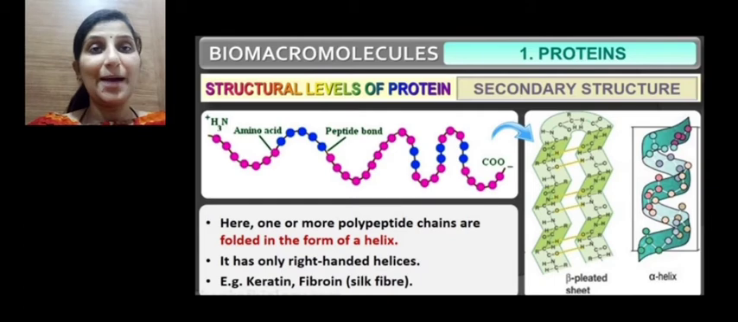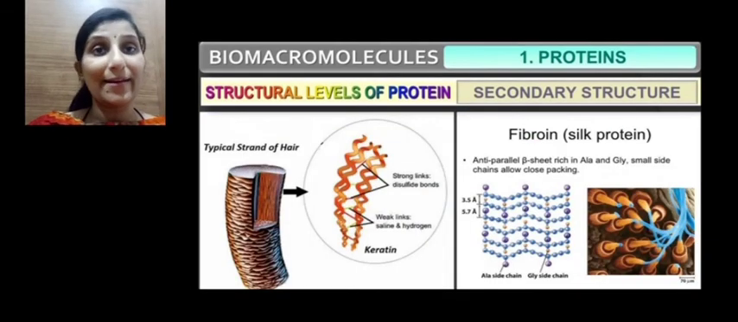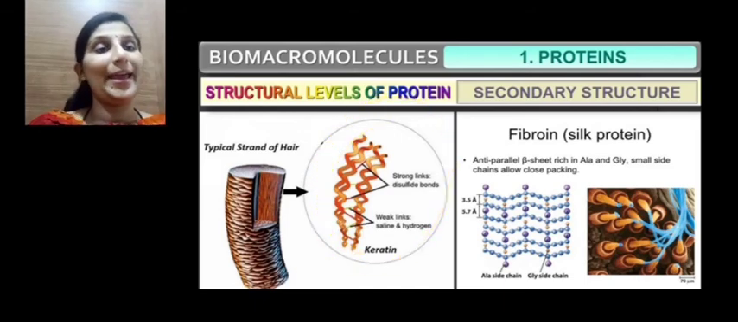Examples of the secondary structure of the right-handed folded helix are keratin and fibroin, that is, silk fiber obtained from Bombyx mori. So silk fiber, fibroin, all these are examples. Keratin is found in hair. All these are examples of the secondary structure. You can see this is the structure of hair and this is the structure of fibroin. So they are two or more polypeptides which are bound to form a helical structure.